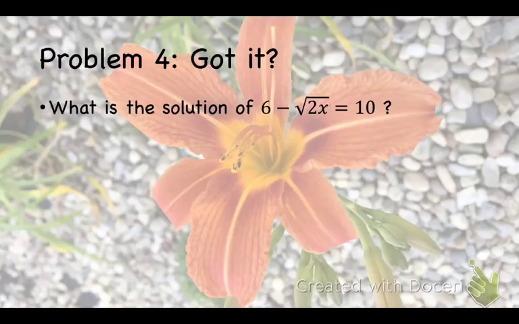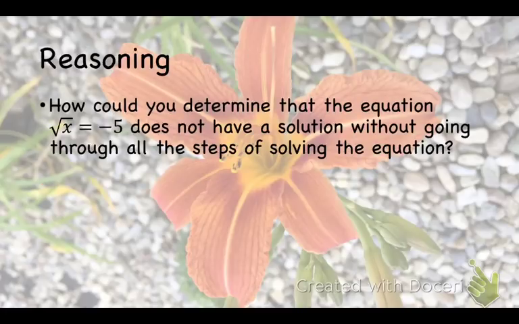Alright, welcome back. Hopefully you got that done. And your answer for this one is also no solution. Once again, pause and raise your hand if you need some help. So, one last thing here. How could you determine that the equation square root of x equals negative 5 does not have a solution without going through all the steps? Please jot some thoughts down on your paper.